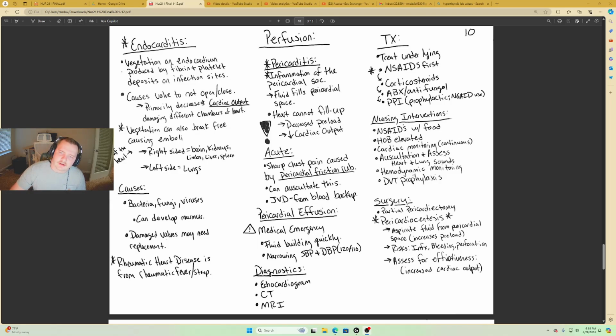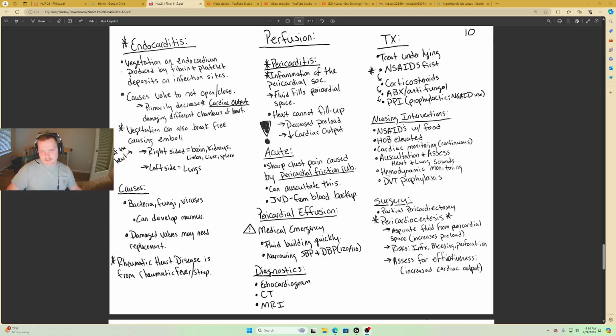Auscultate and assess the heart and lung sounds. That's a big one. Again, just like everything else, we're establishing that baseline, getting that assessment done, so that way we can go from there and build off what we have. Hemodynamic monitoring, labs, like always, and like always, DVT prophylaxis.